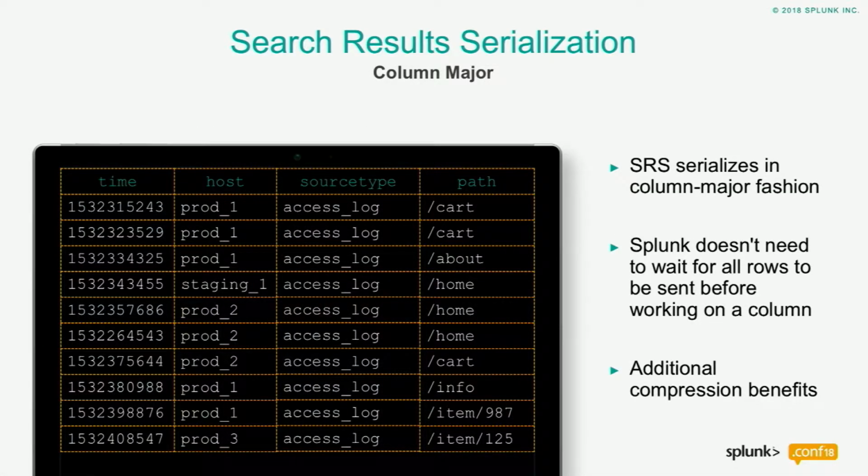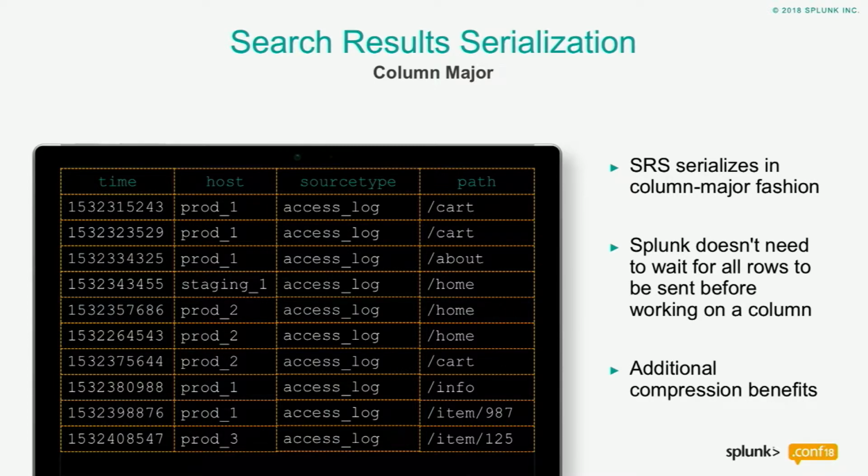All right, SRS has one more trick up its sleeve. It's column major serialization. And what does that mean? Basically, this is a fancy way of saying that columns are able to be sent together over the network. Now, why would we want to do that?